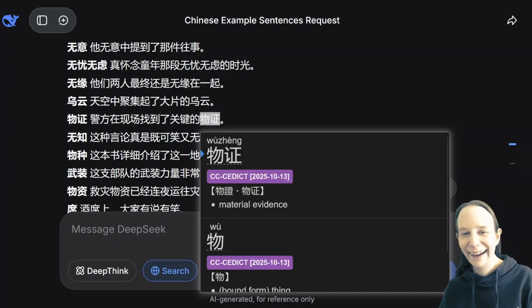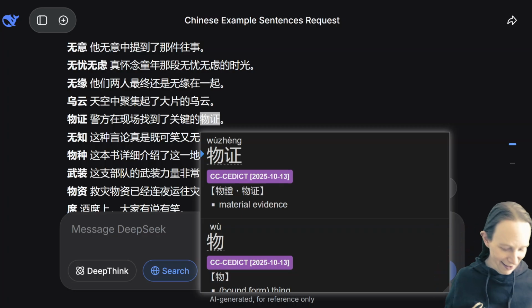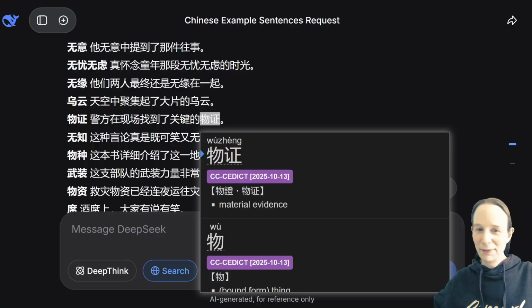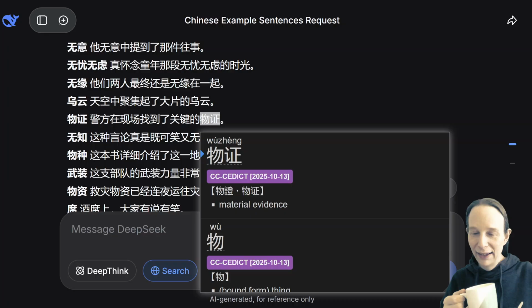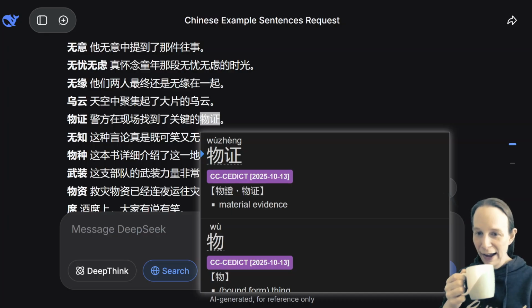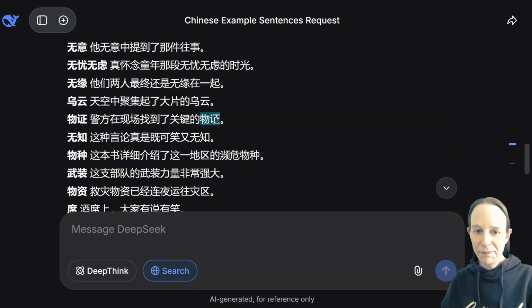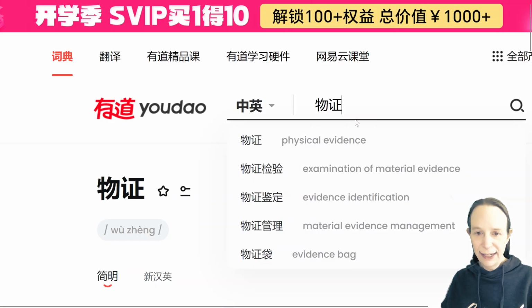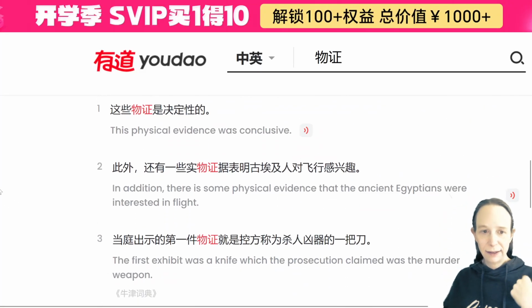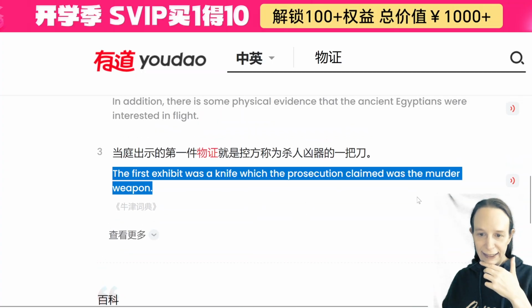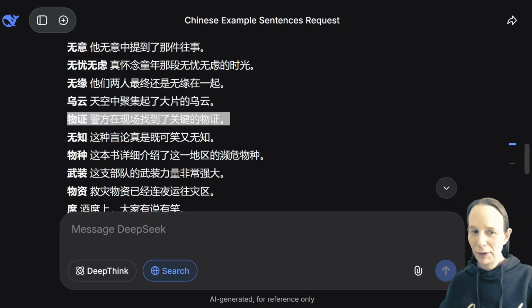Yeah, that seems to be what it is. 物证. So 证 can be 证据, as in evidence, but more like evidence to support your case rather than evidence for a crime. 物证. So maybe it can be used outside of a criminal context. Evidence bag, 物证袋. So it looks like it is just evidence in a criminal context.